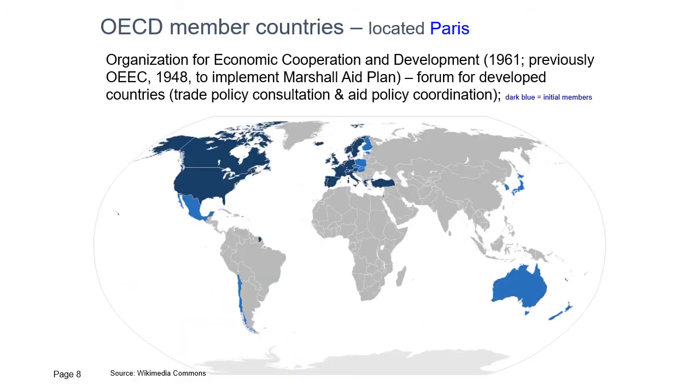Moving to another organization, the OECD member countries. So this is an organization which formed in 1961. Yes, it was linked to another organization in 1948, but it was formally formed in 1961. And these are mostly developed countries who look at trade policy consultation and aid policy. So they use their riches and are being more established to do some work in terms of policy in both aid and in terms of trade.